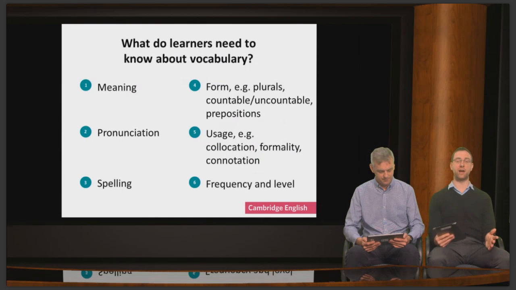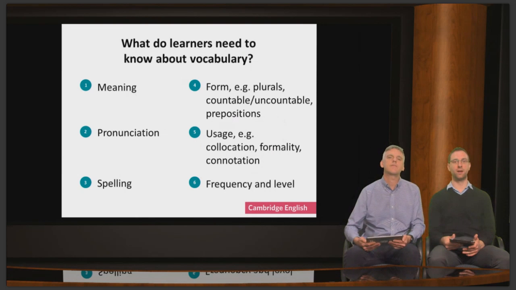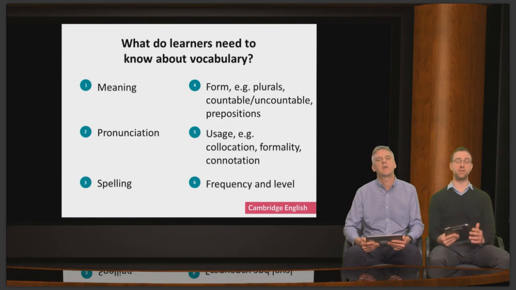Here are 6 general areas that we think learners need to be aware of and to think about, although at lower levels, not all of them might be so important. Firstly, what it means, the meaning. Then, how to say it, the pronunciation, and how to spell it, the spelling. The form of the word is also very important.